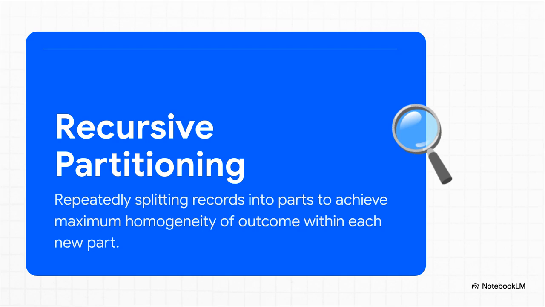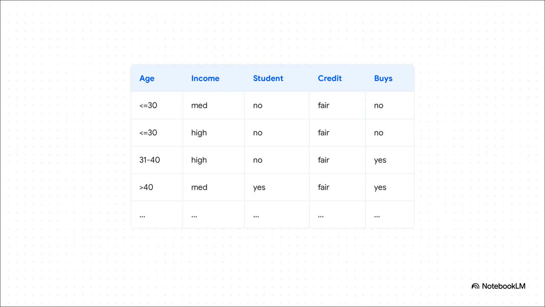Well, the answer is a process that has this kind of complicated sounding name, recursive partitioning. But honestly, the idea behind it is incredibly simple. The algorithm just splits the data over and over again. And with every single split, it's trying to make the new groups as similar or as pure as possible based on their outcomes. So we start right here with our full data set. We've got our 14 customers. Some of them bought a computer, some of them didn't. The machine's very first job is to find the single best question it can ask to split this one big group into more predictable, smaller groups.